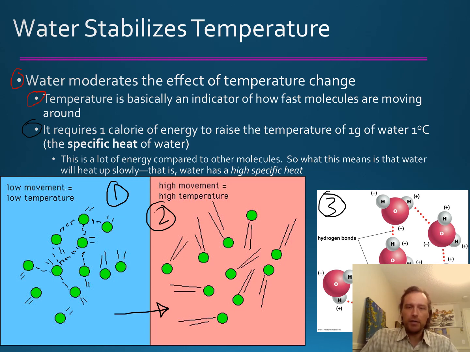I'm going to make up another example. Let's just say canola oil. To raise the temperature of canola oil, 1 gram of it, 1 degree Celsius, we could say it's maybe just going to be 0.2 calories. I'm sorry, 2 calories of energy instead of 1 calorie. So water 5 times more. That's a lot of energy to cause the water to increase in temperature.